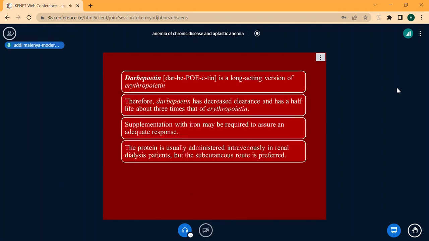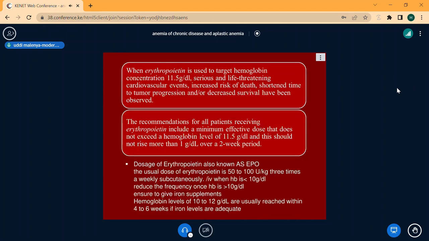Of course, this one is usually administered intravenously, especially in renal dialysis patients, but it can also be given by the subcutaneous route. So erythropoietin is used especially when you have low hemoglobin, serious cardiovascular events, shortened lifetime, especially when you have tumors, or decreased survival rates of the red blood cells, okay.